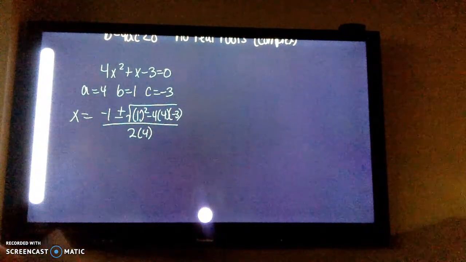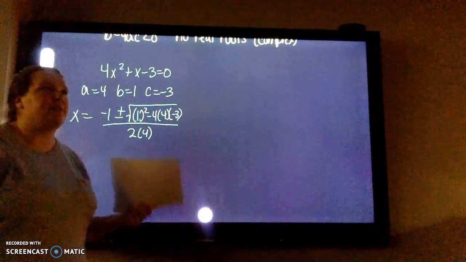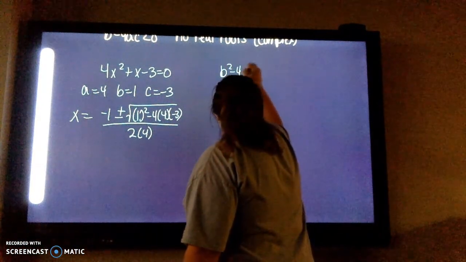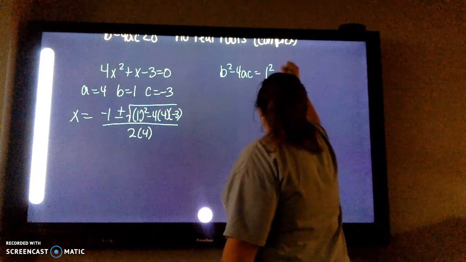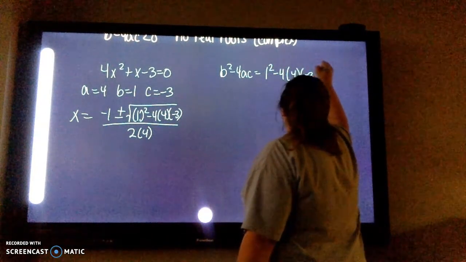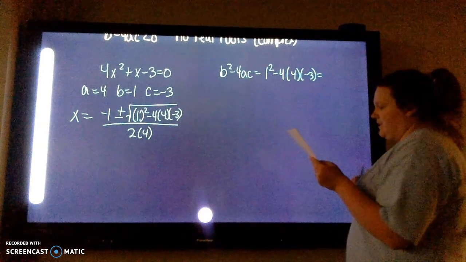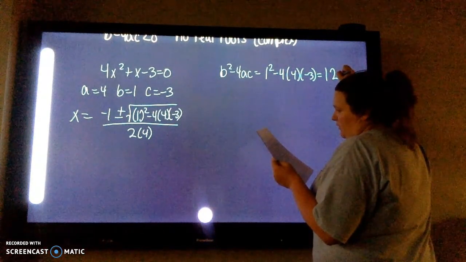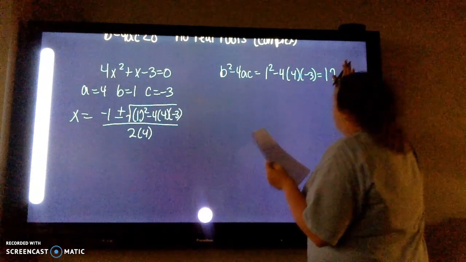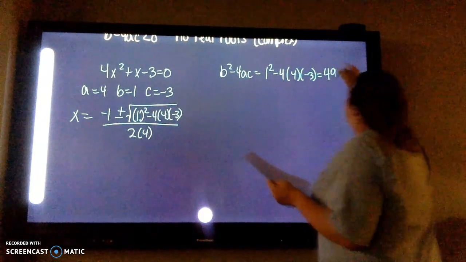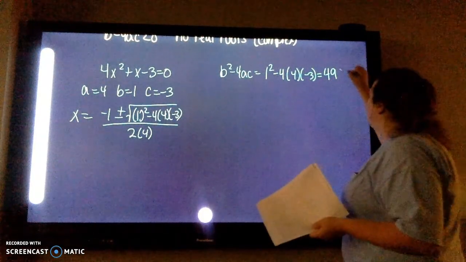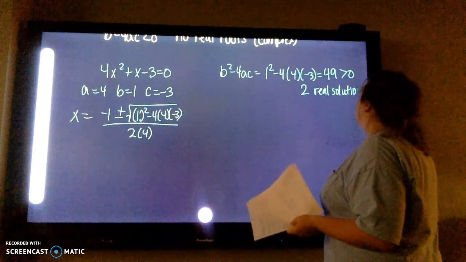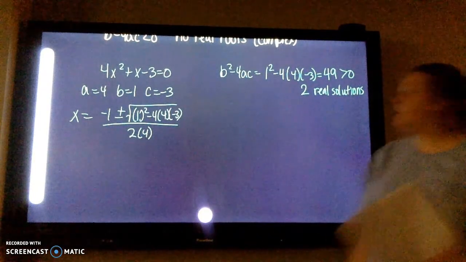Before we get too far, I want to find our discriminant value and identify the types of solutions we're going to have. So my discriminant is b squared minus 4ac, which here is 1 squared minus 4 times negative 3. And that is equal to 12. That does not seem right. I'm on the wrong line. 49. That's much better. Okay, so that's equal to 49. 49 is greater than 0, so I should expect two real solutions. So two different numbers is what I should expect as my answers. So let's see if it happens.